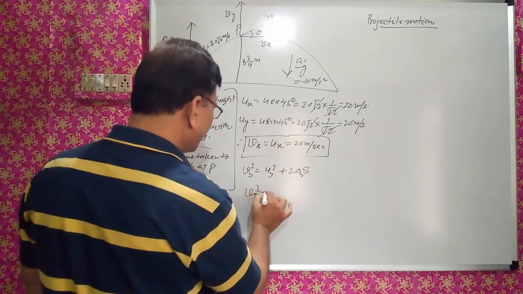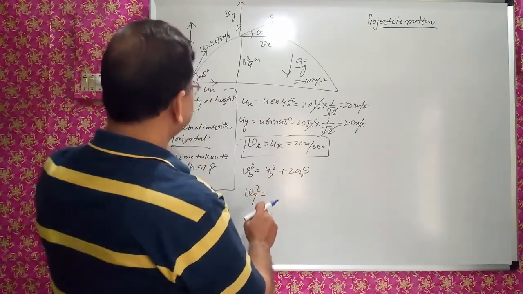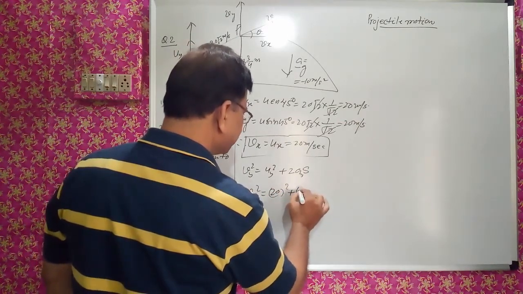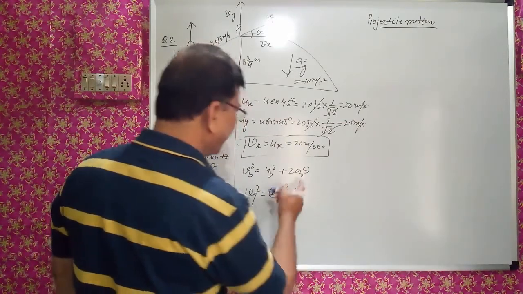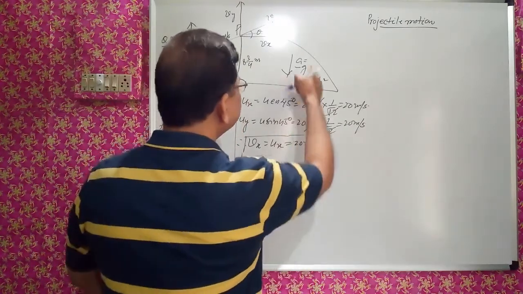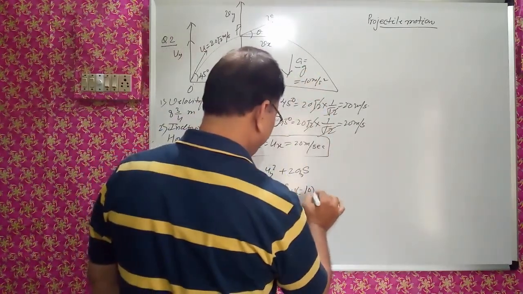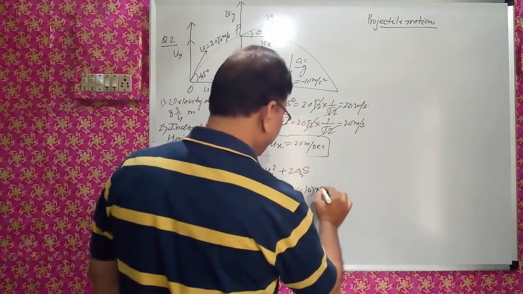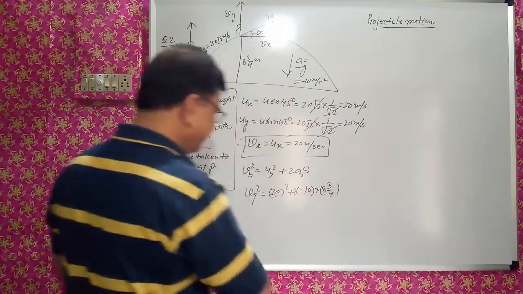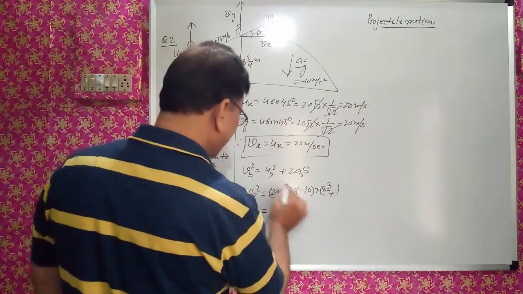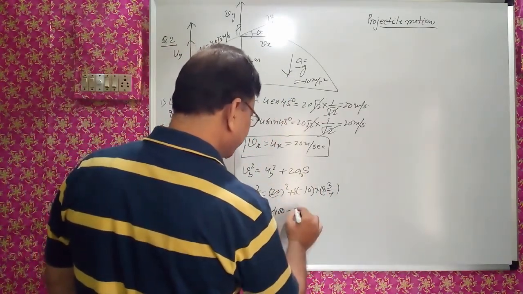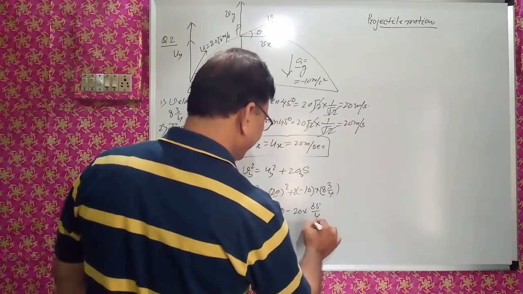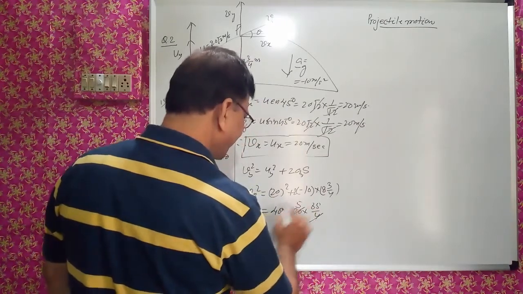Vy is to be found out. So Vy square is equal to Uy square, that is 20 square plus 2 into minus g, minus g means that is minus 10, into height, which is 35 by 4 meter. With that we can find Vy. So this is how much? This is 400 minus 20 into 35 by 4. 4, 5 that will go.